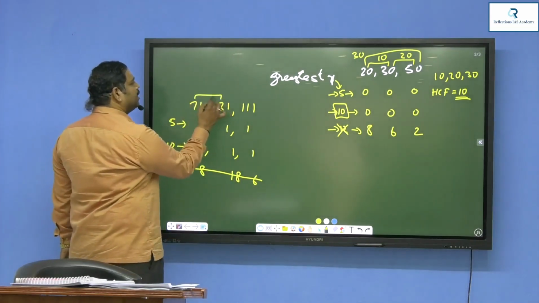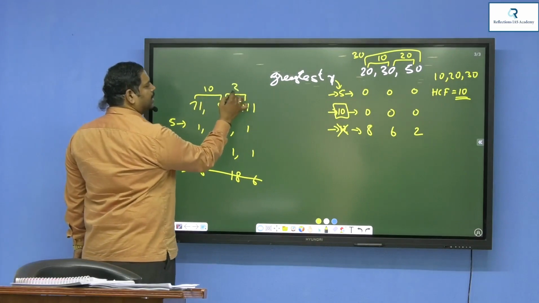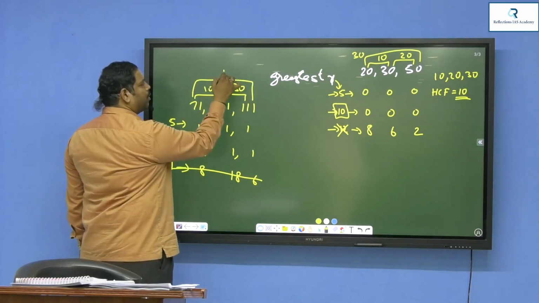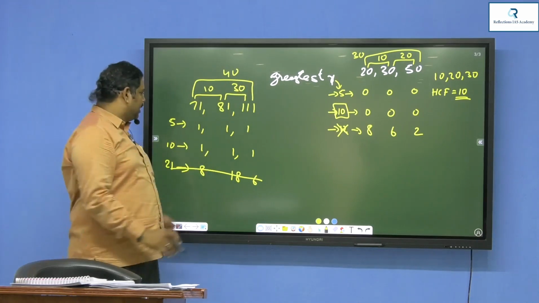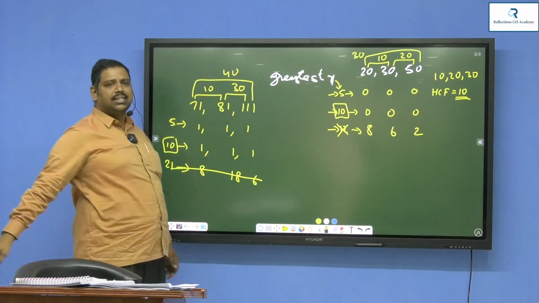Here also the same. So what's the difference? 10. What's the difference? 30. What's the difference? 40. So 10, 40, 30. What is the HCF? 10. So the answer is 10 only. Is it clear? This is one case.